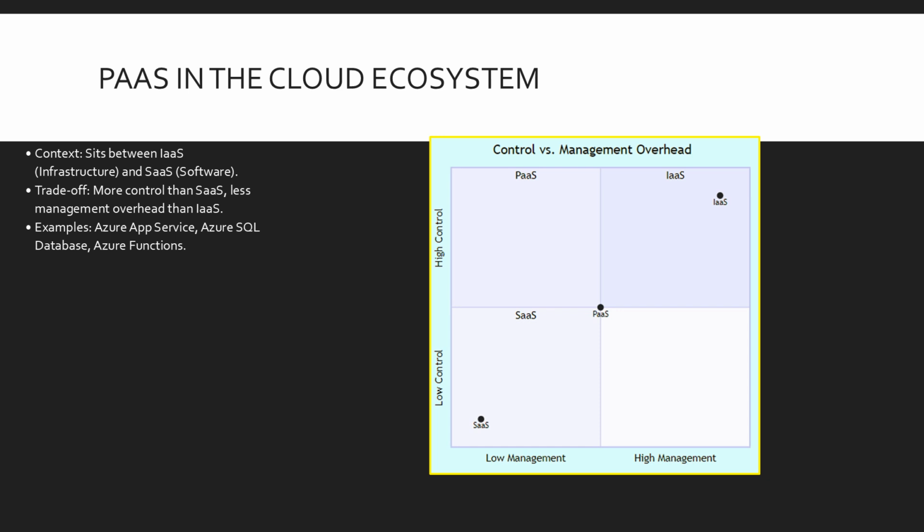This chart places PaaS in the cloud landscape. The x-axis represents management overhead, and the y-axis represents control. SaaS is in the bottom left, low control, low management. IaaS is in the top right, high control, high management. PaaS sits perfectly in the center, offering a balanced approach that optimizes for both developer productivity and configuration control.